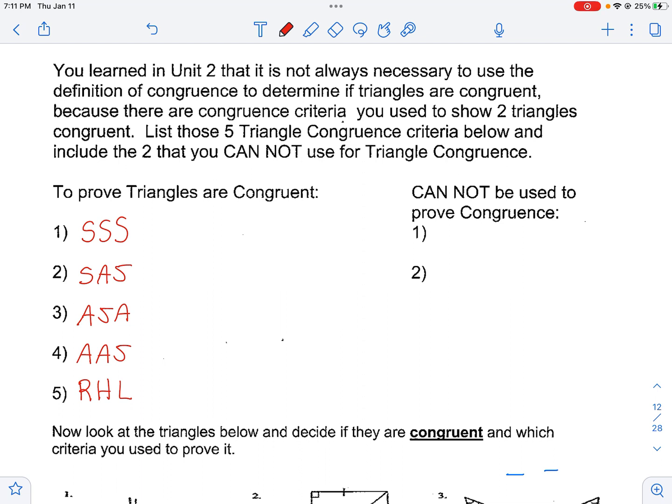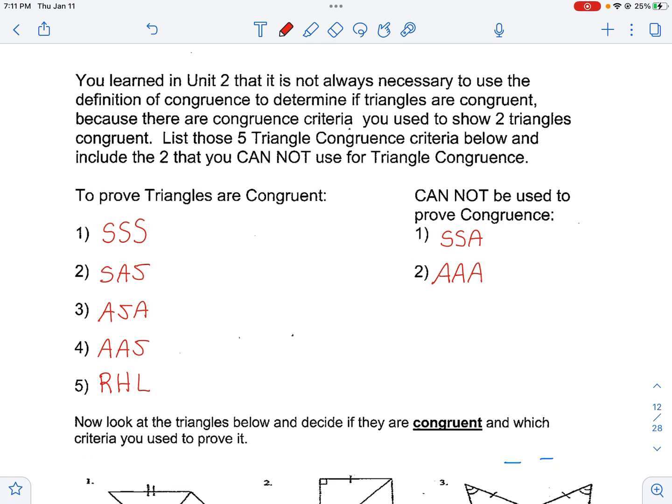We also had 2 methods that we could not use. One of them was side, side, angle. This is the one, of course, that spelled backwards is kind of the bad word. The other one that we could not use to prove triangles congruent was angle, angle, angle. Now that one didn't come up quite as much, but it is going to come up a little bit here today, so I wanted to mention that.